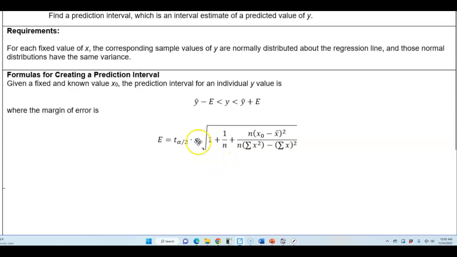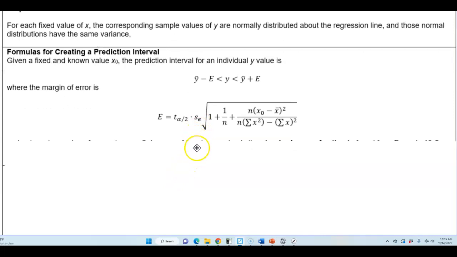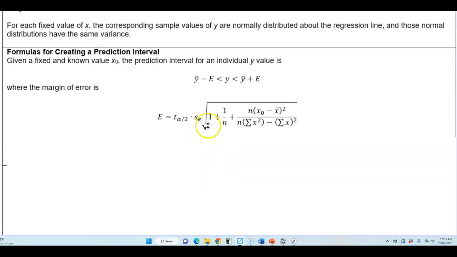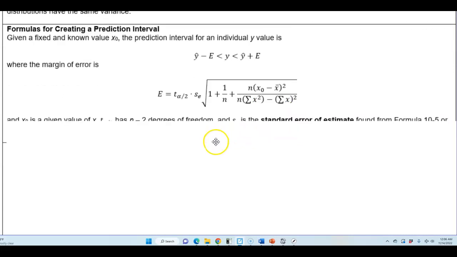E is equal to the critical t value times s subscript e, which will be discussed a little further, which is the standard error of estimate, times the square root of 1 plus 1 over n, plus n times the quantity x minus x bar squared, over n times the sum of x squared minus the quantity of the sum of x, squared. And again, x is the data value of x.